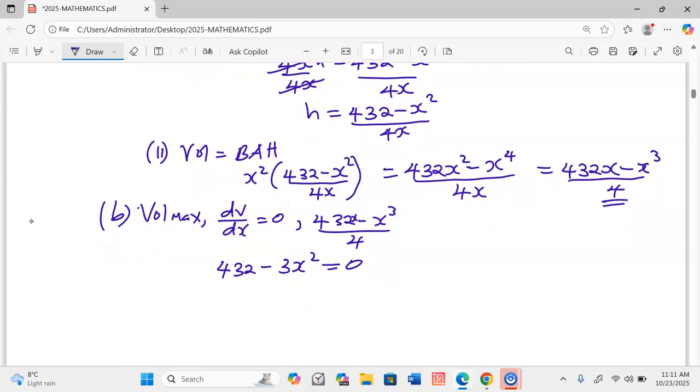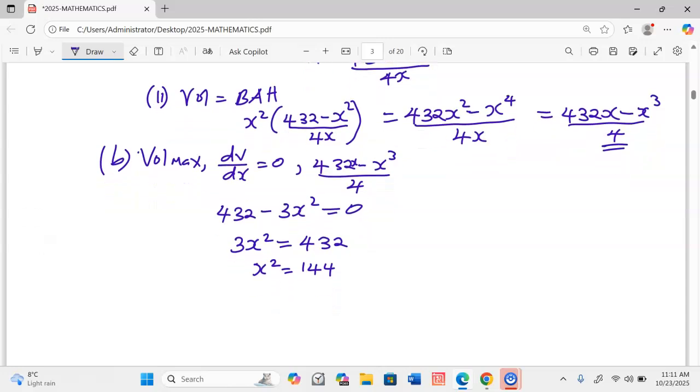This will be equated to 0. If we move negative 3x squared to the other side, we are simply going to have 3x squared being equal to 432. If you divide both sides by 3, x squared will be equal to 144, meaning x will be equal to the square root of 144, which will give us 12 centimeters.